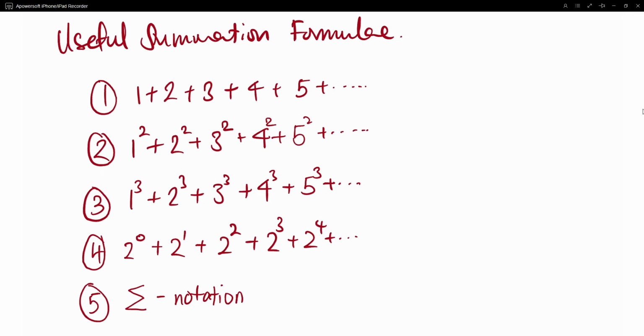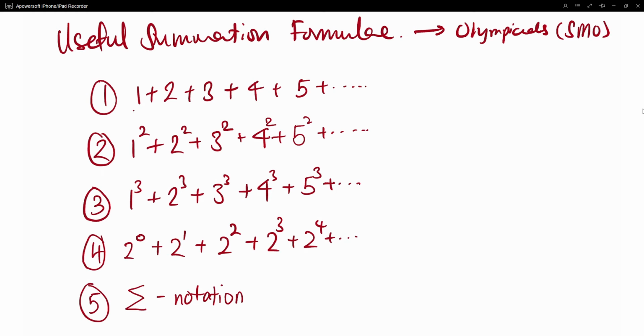Hello everyone, today I'll be going through some summation formulas that are very useful for things like Olympiads, especially the recent SMOs that happened just this past week. So let's look at these few identities that we have.